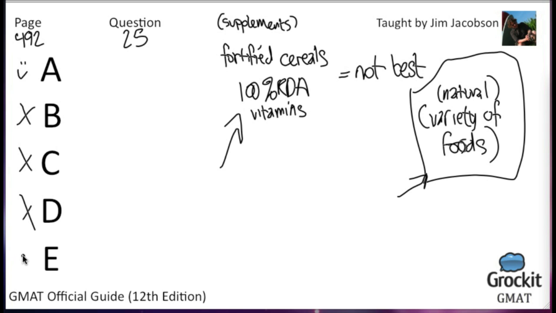Choice E, cereals containing vitamin supplements are no harder to digest than similar cereals without added vitamins. If anything, this would weaken the notion that the natural variety of foods is better, because this says that fortified cereals are no harder to digest and they have more of the nutrients, or more of the vitamins, so it's not E. Choice A, that says that the natural variety of foods, the chemistry of it makes it better, easier for your body to absorb the things that way.